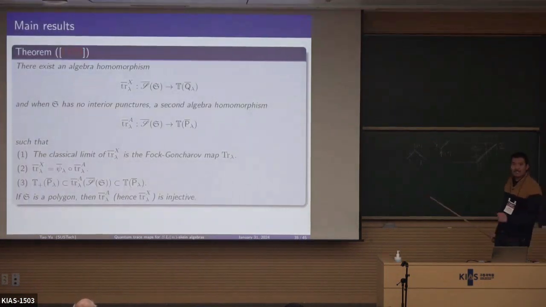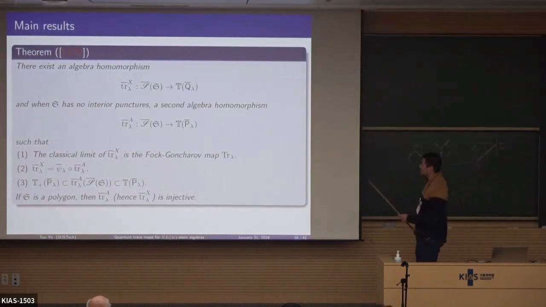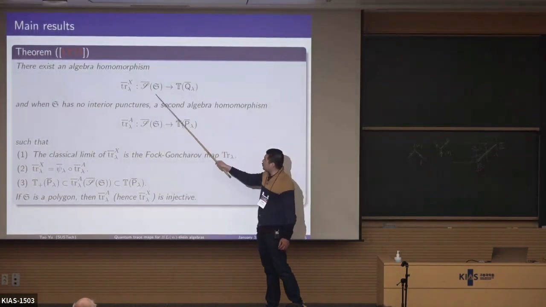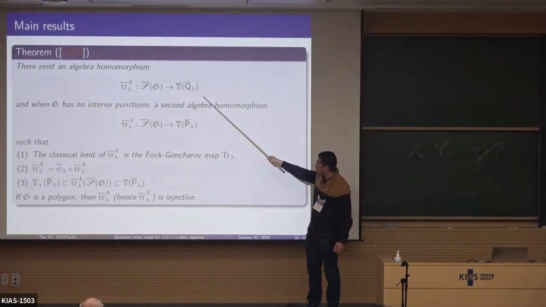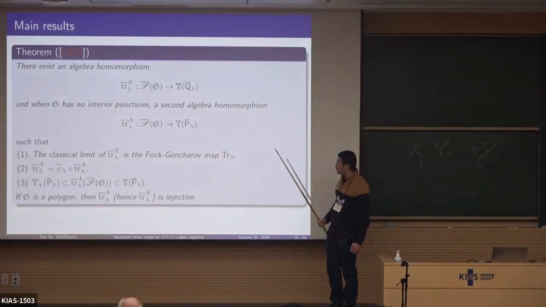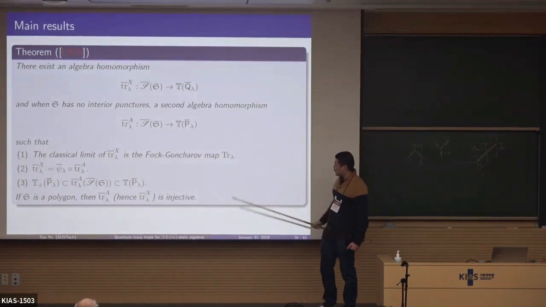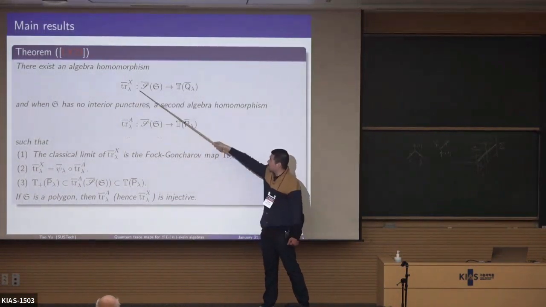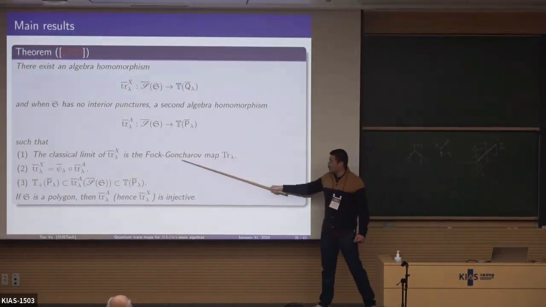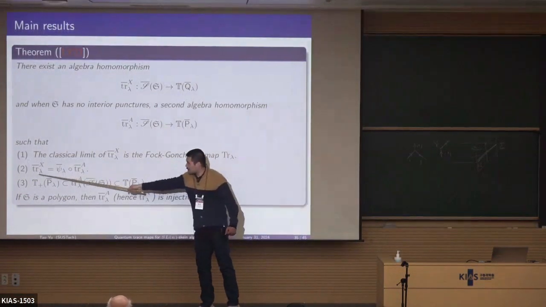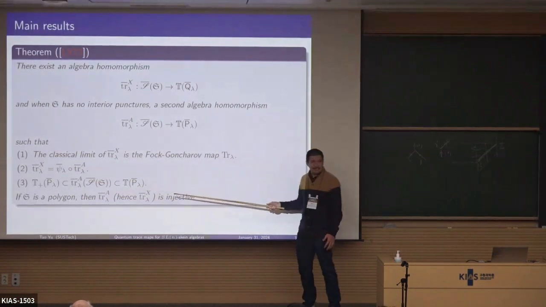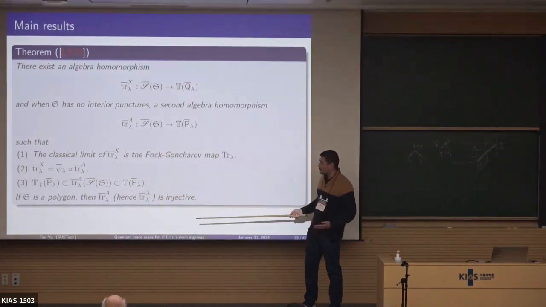Okay, so let me give you the statements, and we'll see how much of the construction we can go through. So we want an algebra homomorphism from the reduced skein algebra into this Fock-Goncharov algebra, and of course, we have the second map into the generalization of Müller. What we want is the classical limit of the x version recovers the classical trace map in Fock-Goncharov coordinates. We have this commutative property from before, and this last one is the algebraic statement of Müller's construction.